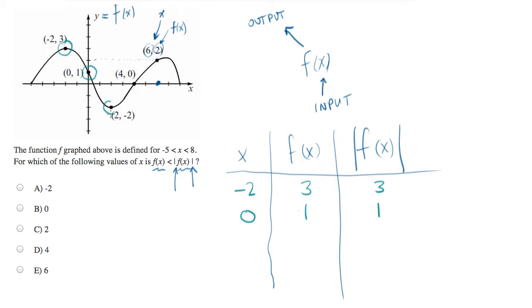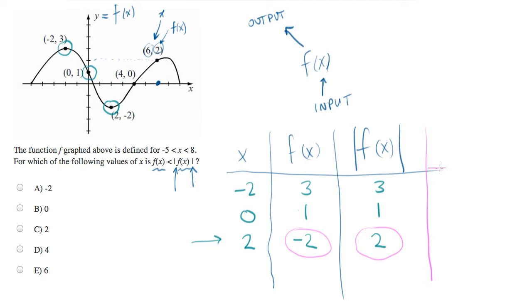And let's keep on moving. So let's go to the third point. The x value is 2. F of x is -2. And this time, the absolute value sign is going to change that f of x into a positive number. Now, you may have noticed that this is the first row where the value of f of x is actually less than the absolute value of f of x. And actually, this is what we've been asked for.